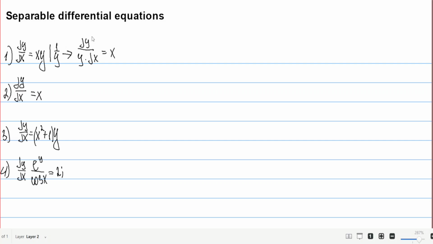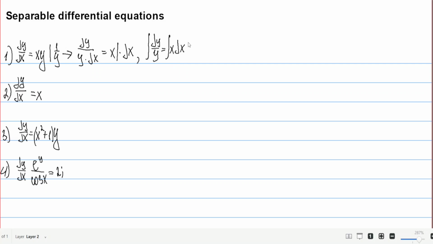Great, but we need to get rid of this dx here and place it here somehow. So let's multiply both sides by dx, and we'll have dy over y is equal to x dx. At this point you see that we have all our y's on the left hand side and all our x's on the right hand side. So we can integrate both sides of our equation.